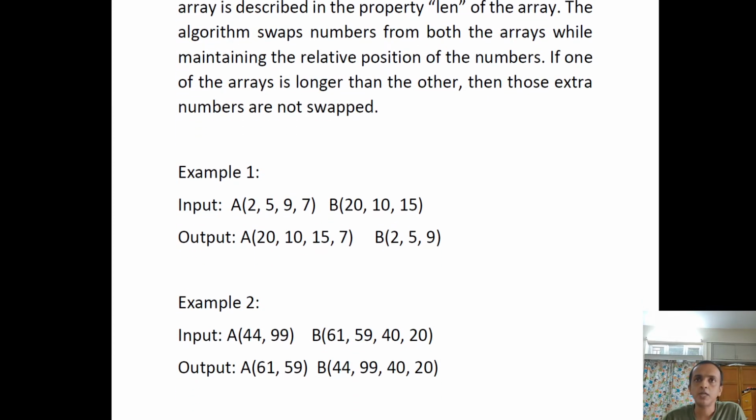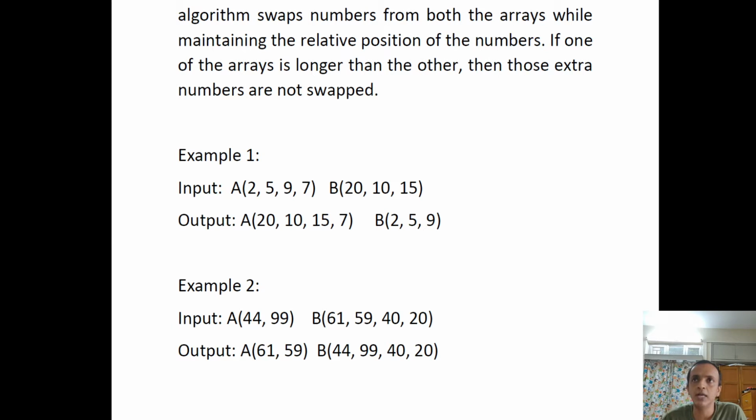In example 1, we have array A with 4 elements and array B with 3 elements, and if you notice in the output, all the 3 elements of B are copied into A, and the first 3 elements of A are copied into B. The fourth element of A is not touched. In example 2, we have array A with 2 elements and array B with 4 elements. In the output, array A has 2 elements, and those are the first 2 elements from B, and the first 2 elements of A are copied into B, and the last 2 elements of B are not touched. So that's what is expected from our algorithm.